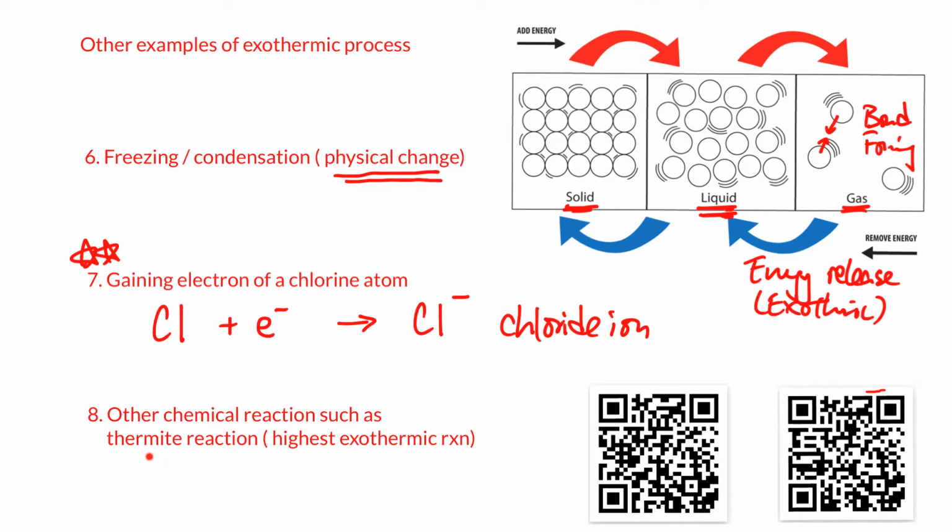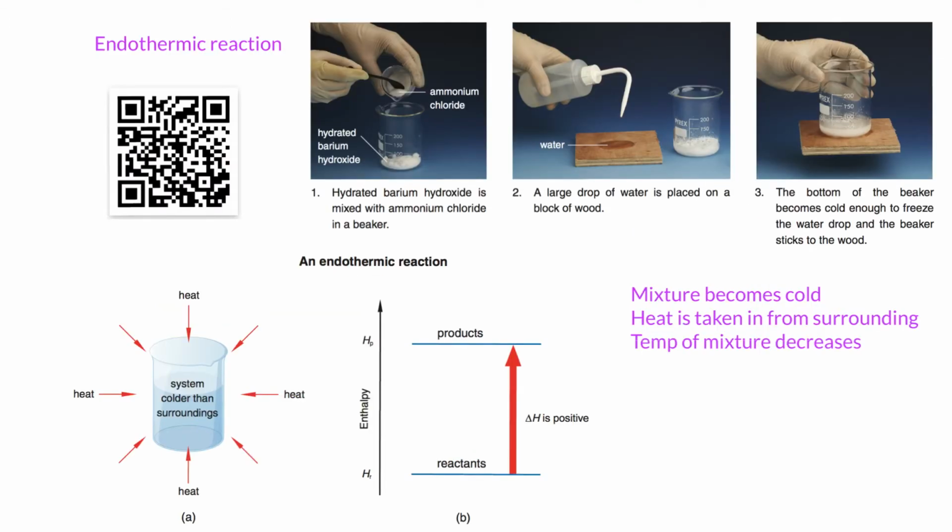We also have some other exothermic reactions like the Thermite reaction. You can just scan this QR code, then you can see some reactions, or how exothermic it can be, how much heat energy can be given out. I highly recommend you to have a look at these two links to know more about this kind of reaction. So next we will talk about endothermic reaction.